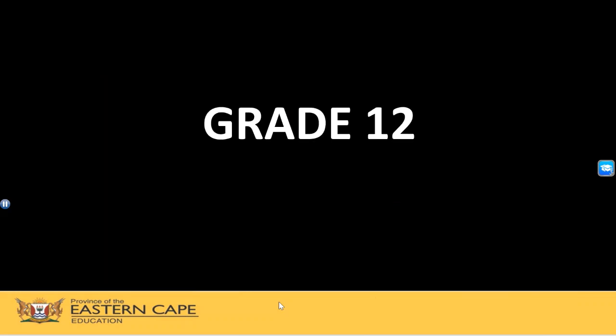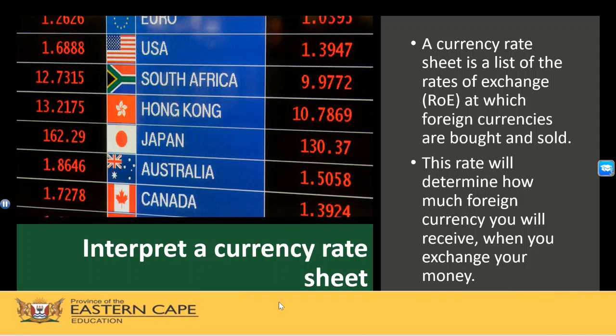Okay, now that was grade 11 work. We're all done with revision now. Now we continue and look at grade 12 work. Again, the slide that you saw earlier during this lesson is up on the screen. It's about interpreting a currency rate sheet, which is a list of the rates of exchange at which foreign currencies are bought and sold. And also, this rate will determine how much foreign currency you will receive when exchanging your money.